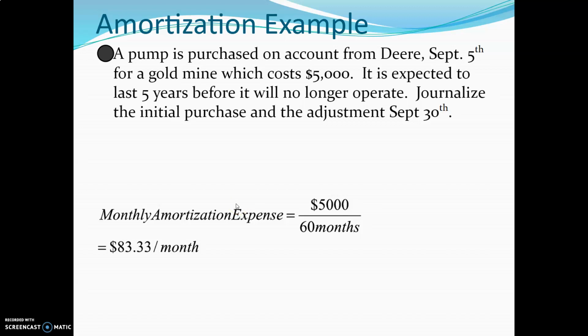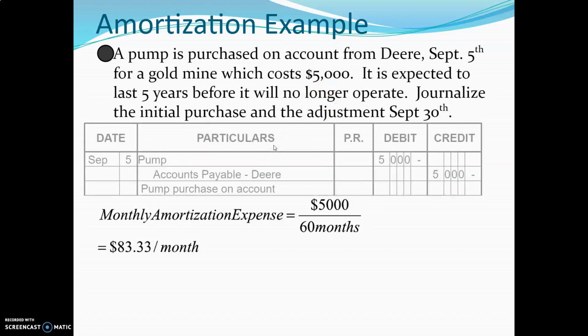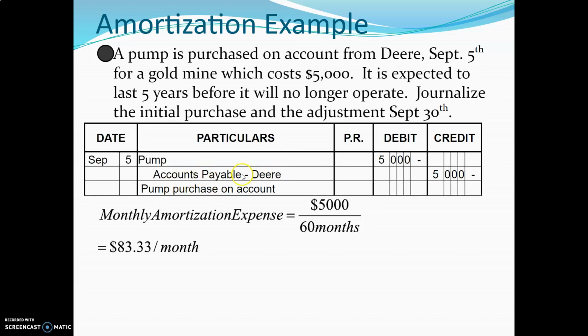So what are we going to do with this? And there are some very common mistakes that do come up. Let's just start with the very first one, the initial purchase. It does say right here, a pump is purchased on account. And the moment that we see on account, this to me signals that it's an account payable. And we've got pump. So pump gets debited $5,000, and accounts payable, Deere, should be credited $5,000. Let's check it out. There's our first one. Yay, I got it right.